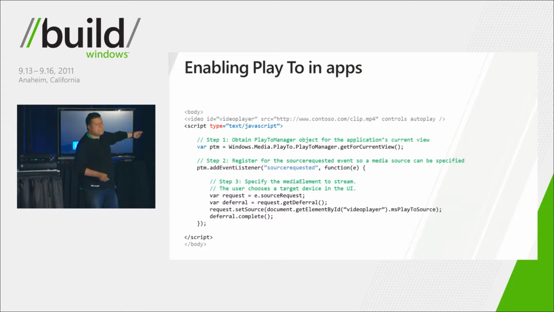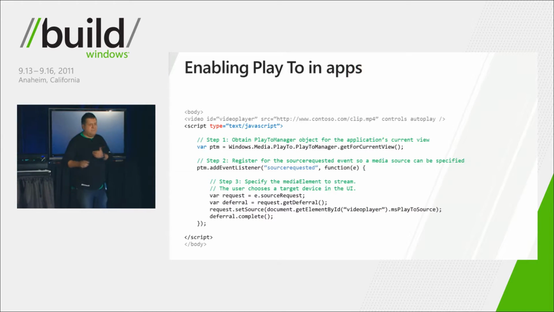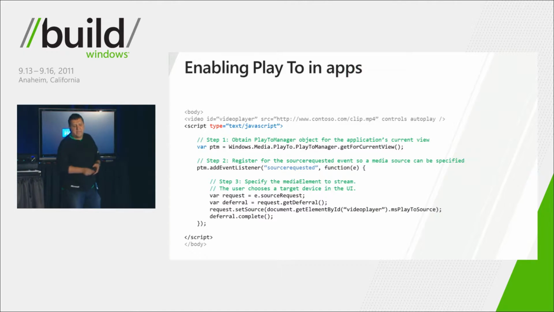And the third step is that when an event happens, when a user is clicking the Play To button, you want to tell us which of the media components you want to stream to the device. So following those three steps is sufficient to implement Play To in applications.